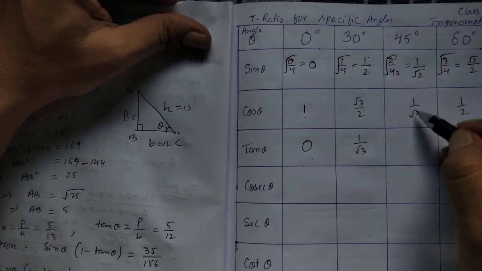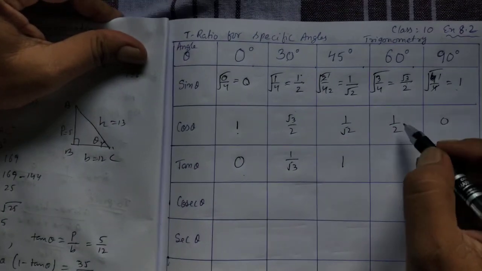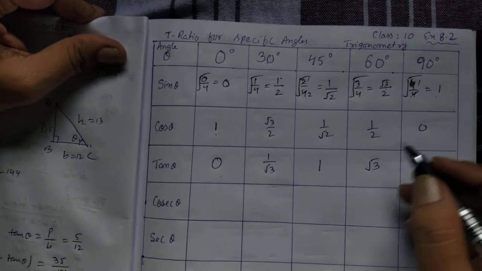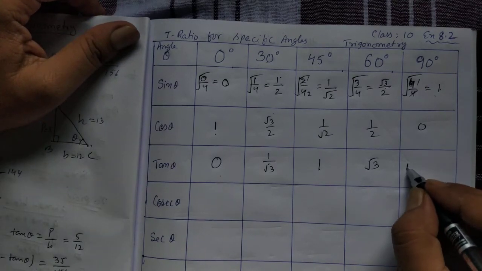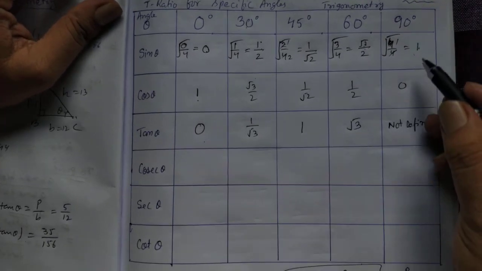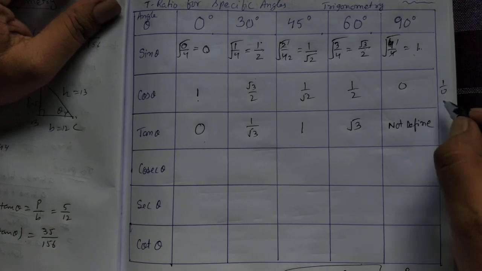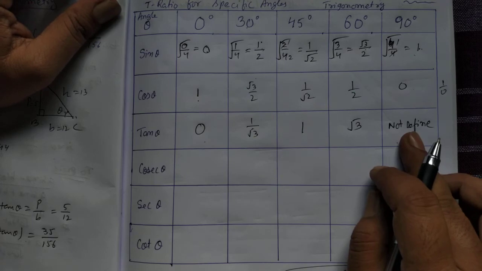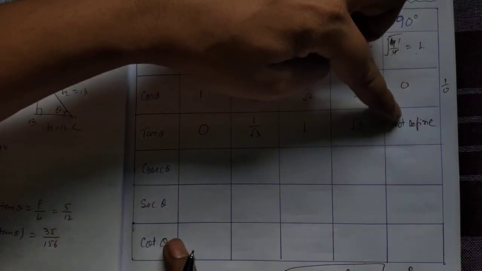This is the same number. If I divide, I get 1. If I divide these two, the 2s cancel, and you will get root 3 by 1, which means only root 3. And if I divide 1 by 0, we cannot divide any number by 0, so it is not defined. If you are dividing sine by cos, 1 by 0, there is no answer, okay? Any number divided by 0, we cannot find. So, not defined.